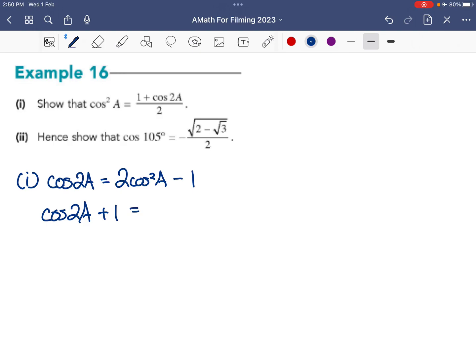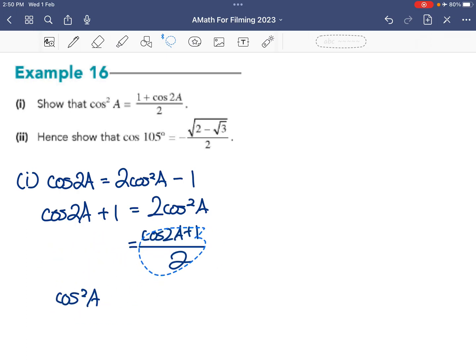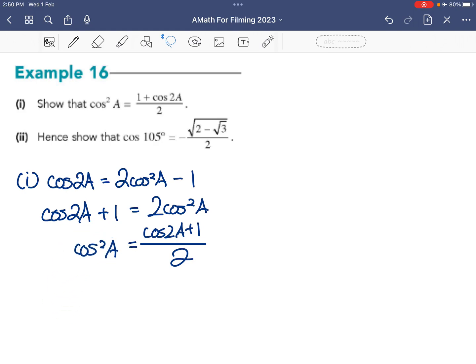Then I add 1 to both sides of my equation. Cosine of 2A plus 1 equals 2 cosine squared of A. Then what I get is cosine squared of A is cosine 2A plus 1 divided by 2. Then I just rearrange them around: cosine squared A is equal to 1 plus cosine of 2A, over 2. This is shown.